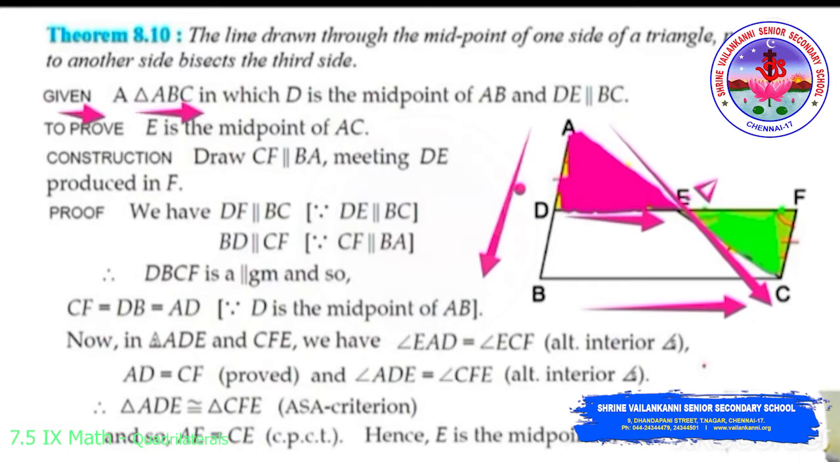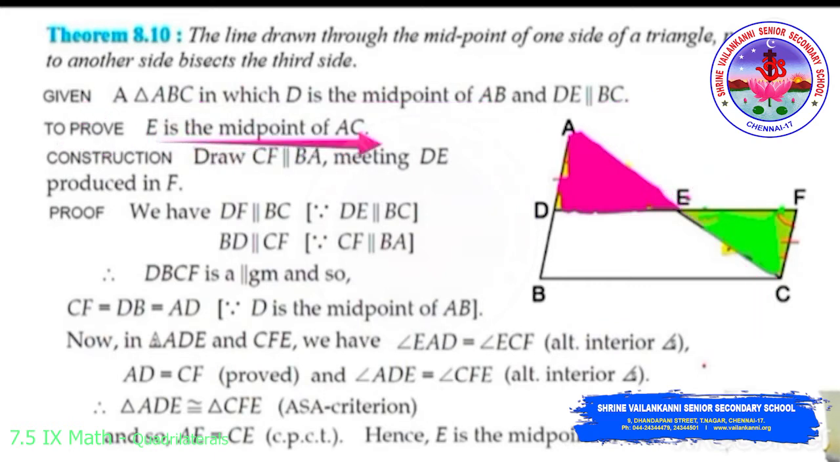Given a triangle ABC in which D is the midpoint of AB and DE is parallel to BC, we want to prove E is the midpoint of AC. Construction: we draw CF parallel to BA meeting DE produced in F. Coming to the proof, we have DE parallel to BC. So DE has been extended to DF, and I can say that DF is parallel to BC.